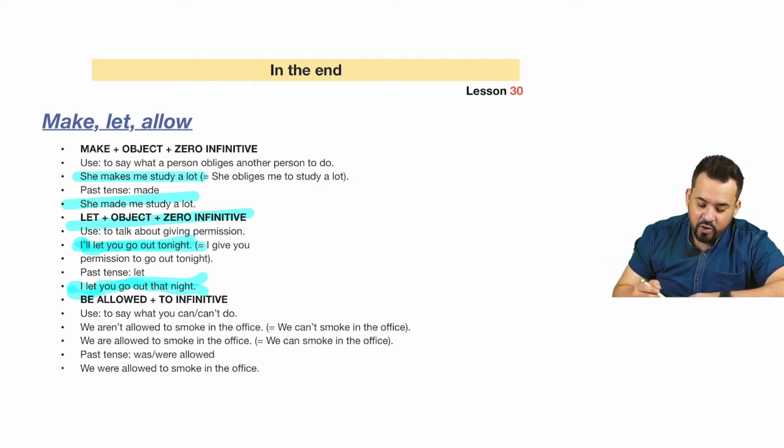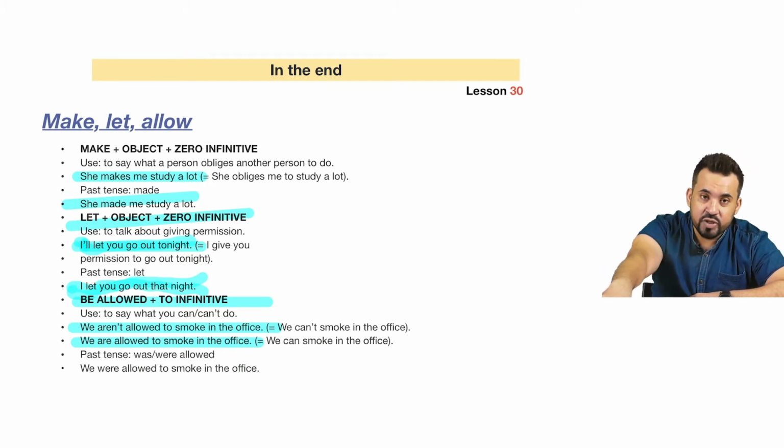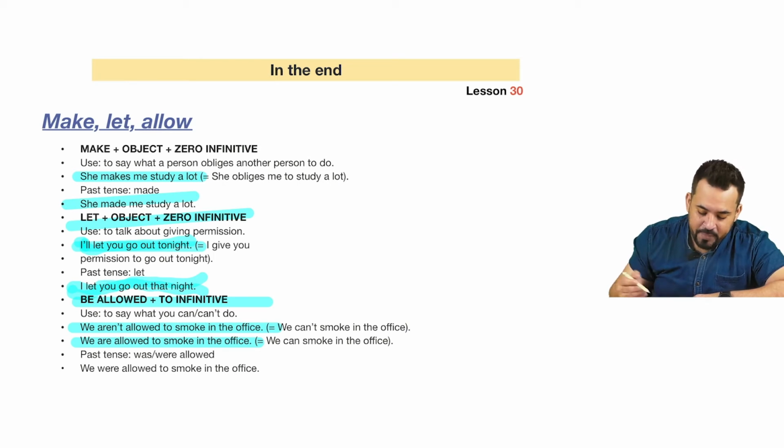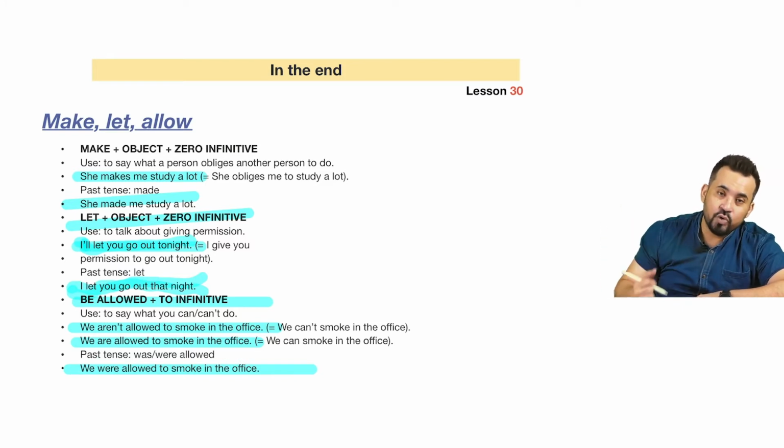All right, the third one is be allowed plus to plus infinitive. The third kind is used to say what you can and can't do. We aren't allowed to smoke in the office. We are allowed to smoke in the office. So to talk about what you are and are not supposed to do, what you can and cannot do. In the past, we were allowed to smoke in the office, or we were not allowed to smoke in the office.